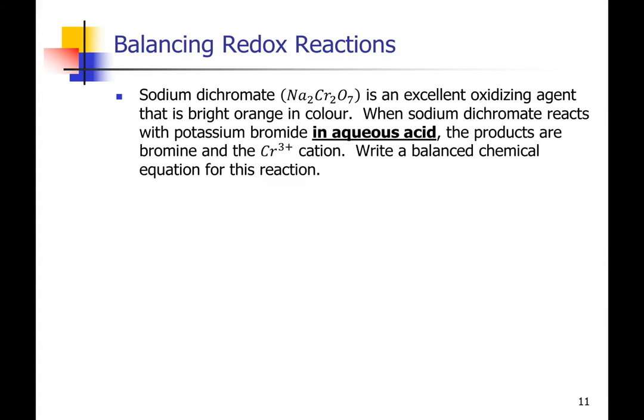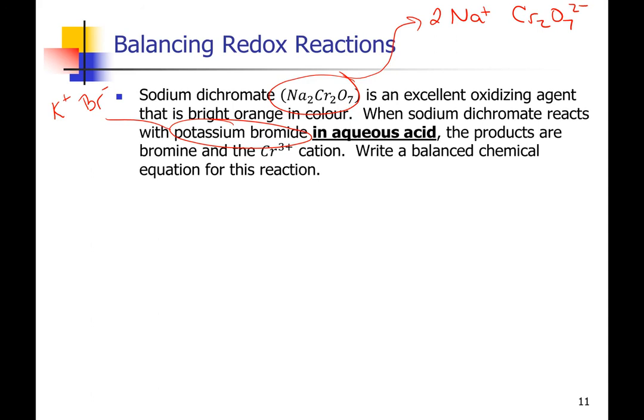So let's start off by looking at an example in acid. In this case, we're looking at the reaction of sodium dichromate, and we know that all sodium salts are soluble in water. So this works out to 2 sodium cations and then a dichromate ion, which must therefore have a charge of -2. And it's reacting with potassium bromide, which will correspond to potassium cations and bromide anions in aqueous acid. And we're going to get molecular bromine and a chromium +3 cation.